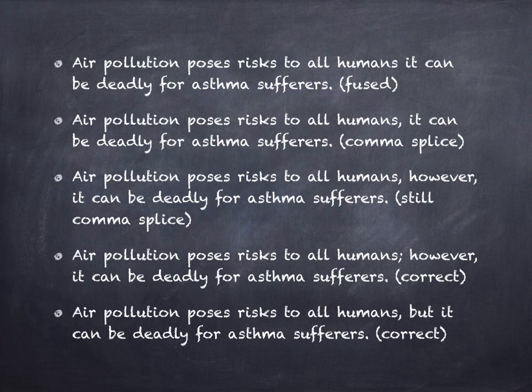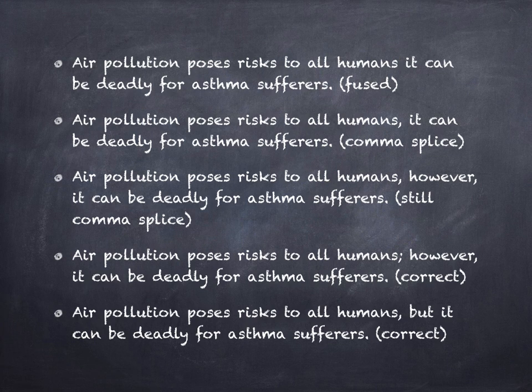Here's an example of how this could be corrected. Air pollution poses risks to all humans, semicolon. However, comma, it can be deadly for asthma sufferers. This is correct because we have the semicolon and then we added our transitional word, which makes the sentence flow smoothly. And now we have the complete thoughts correctly separated.